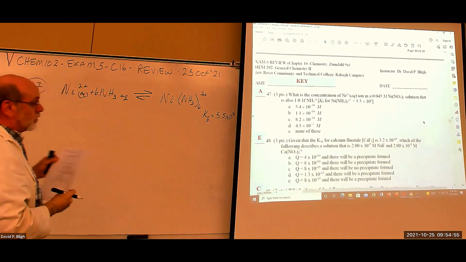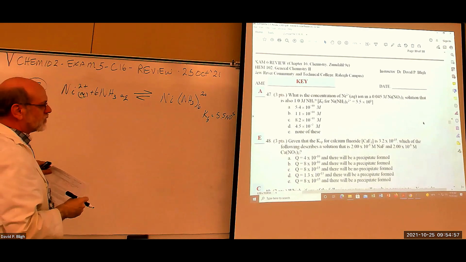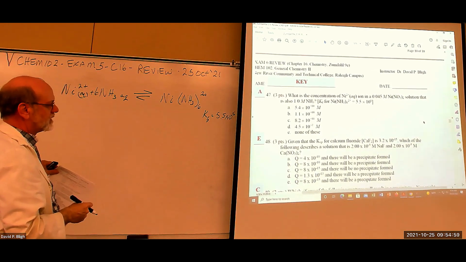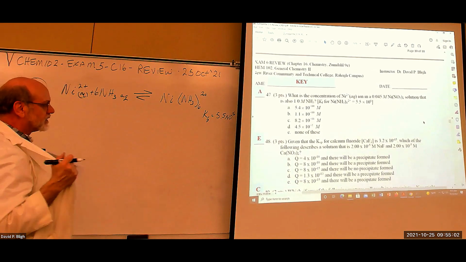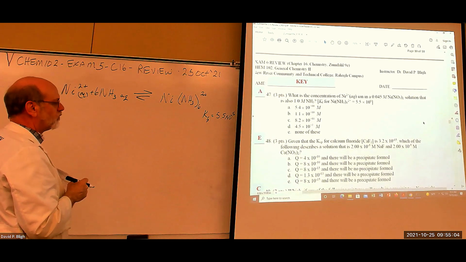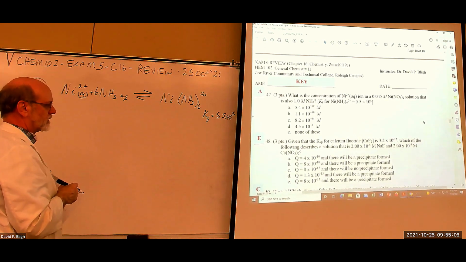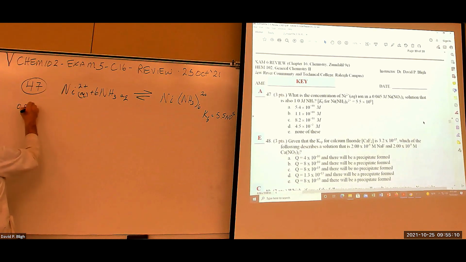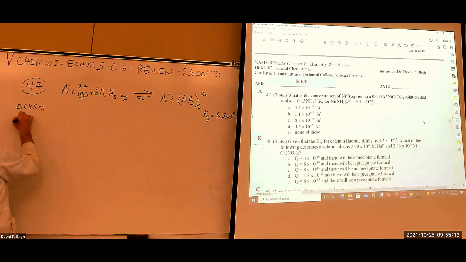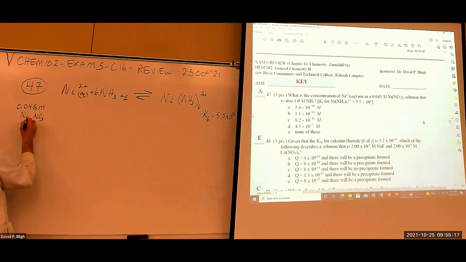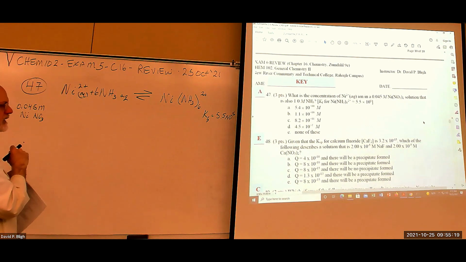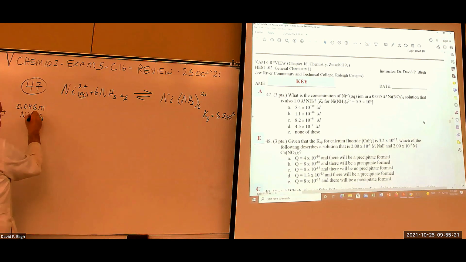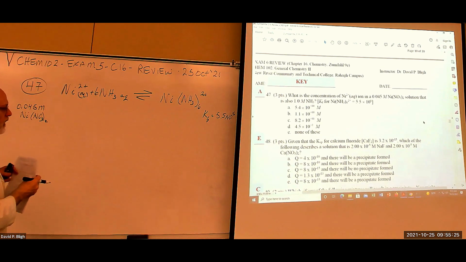So what we're looking for is the concentration of nickel ion in 0.045 molar nickel nitrate. So if we're starting off with 0.045 molar nickel nitrate, 1 nickel, that's 2 plus nickel, and 1 molar ammonia.